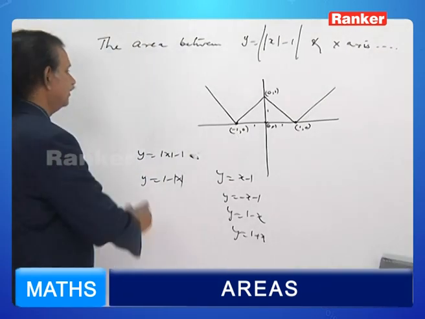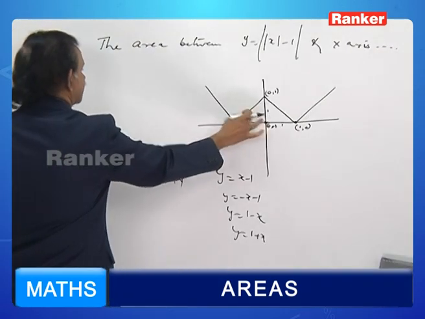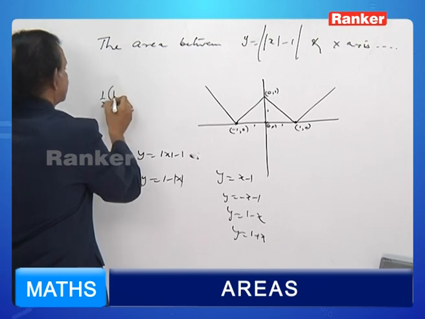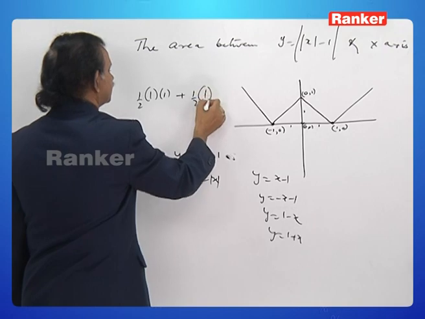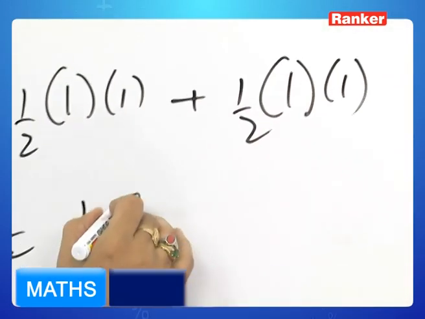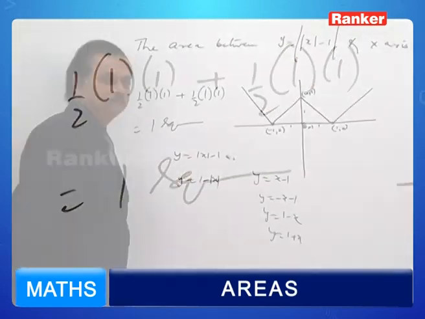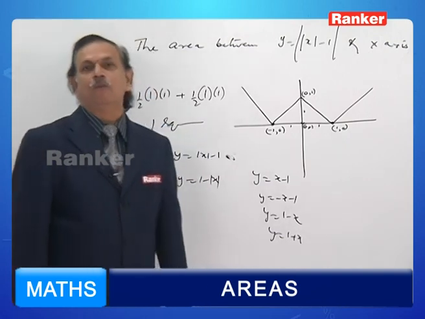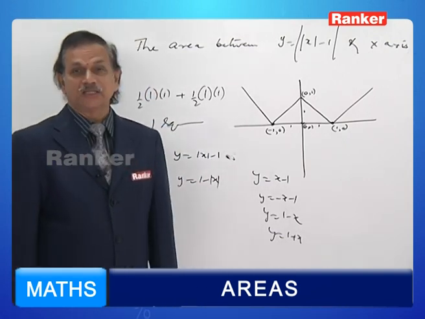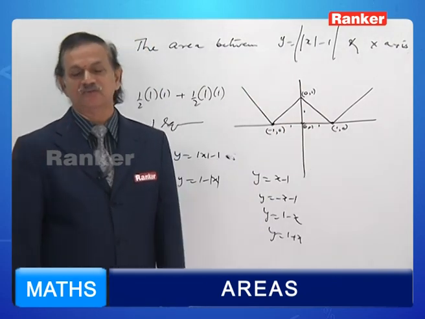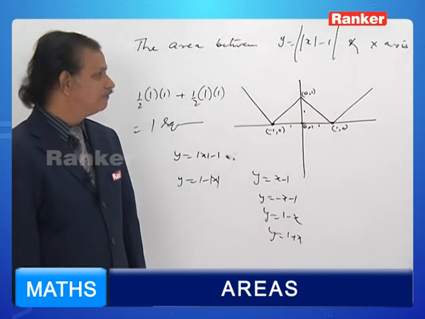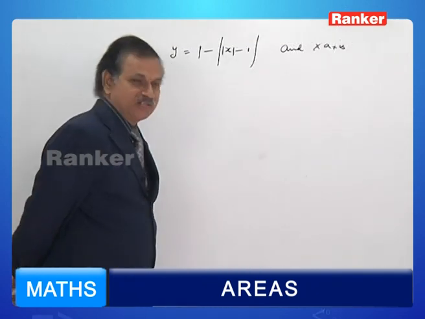What is the area? First part, half into base into height. The second part, half into base into height. So, the answer is 1 square unit. Everything lies in tracing the graph. You follow the question? The next question is before us.